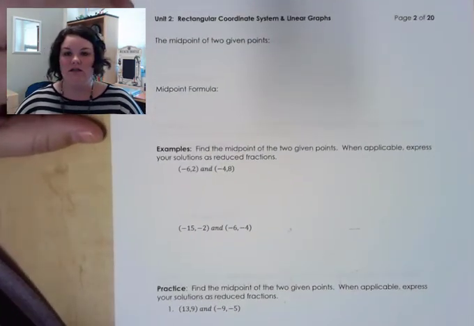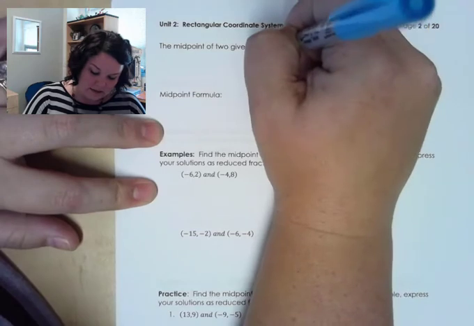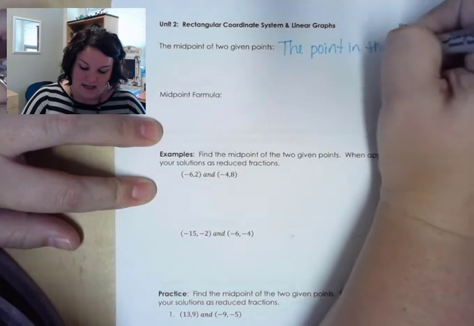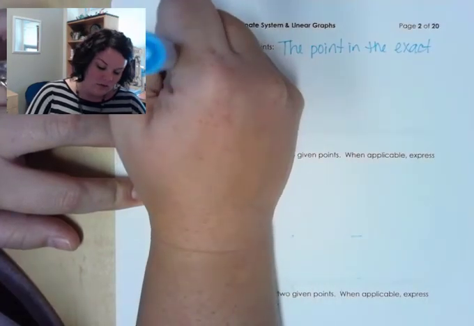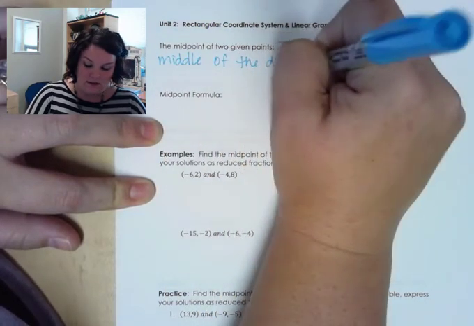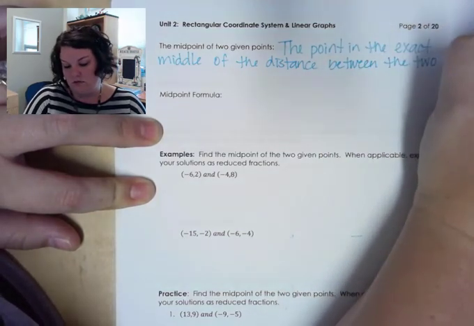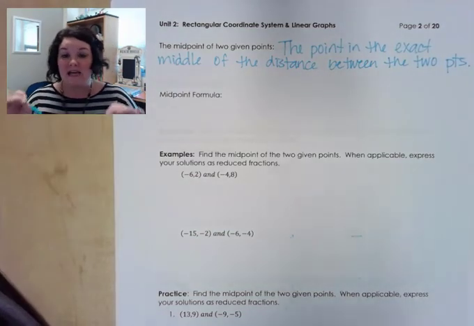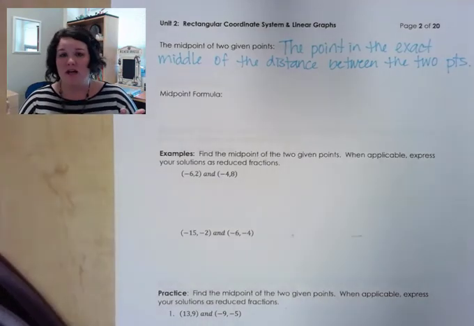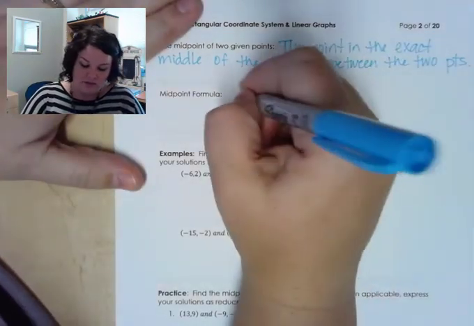And the midpoint of 2 given points is basically the point in the exact middle of the distance between the 2 points. Okay, the point in the exact middle of the distance between those 2 points. Okay, and we have a formula to help us find this, right? If we have 2 things and we want to find the exact middle, basically we can just average those 2 things, right? So that's what our midpoint formula does.